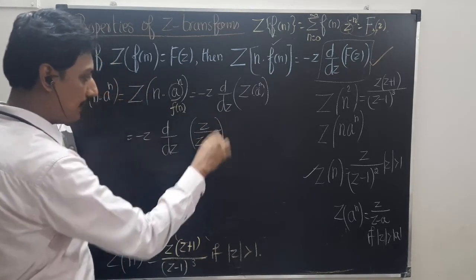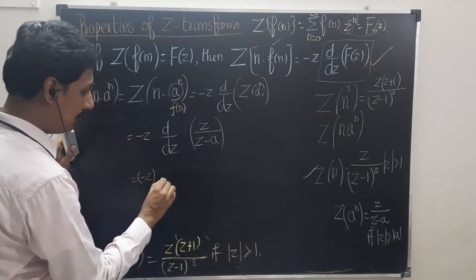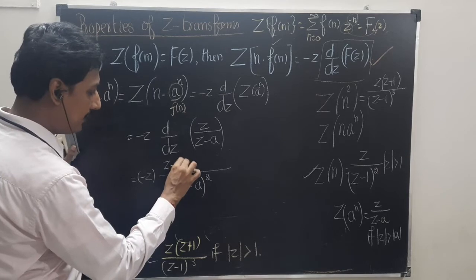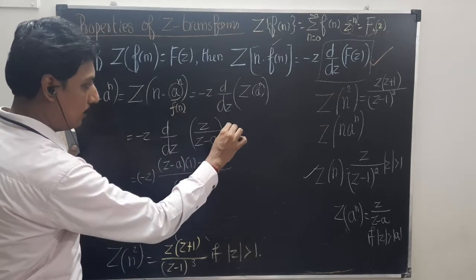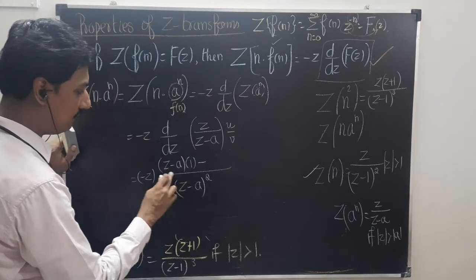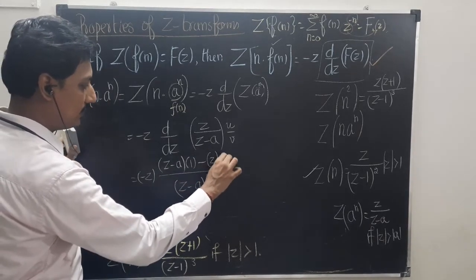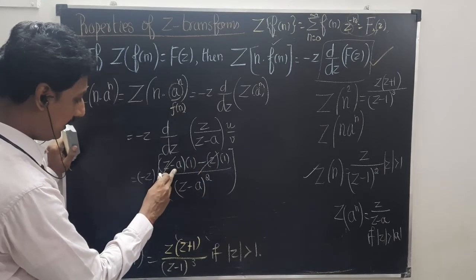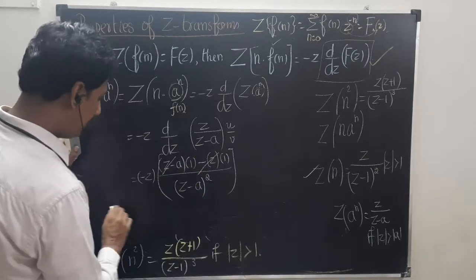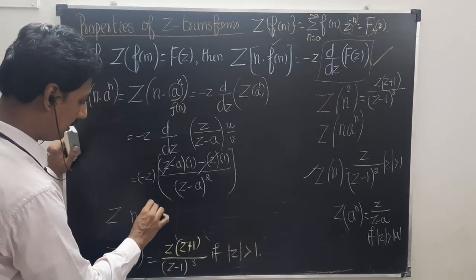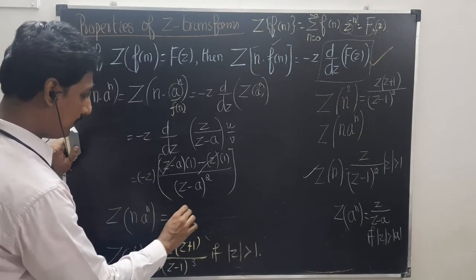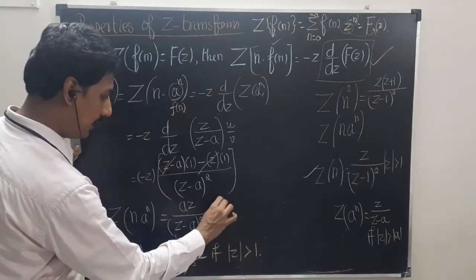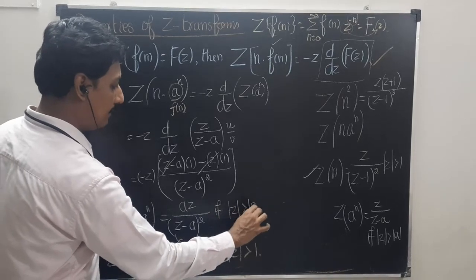Now differentiate this by using the same u by v formula, that is v u dash minus u v dash over v squared. So minus z by z minus a to the whole square, times z minus a into 1, and z minus z will cancel, leaving minus a. So the answer is the Z transform of n into a to the power n is a z by z minus a to the whole square, and the region of validity is mod z greater than mod a.